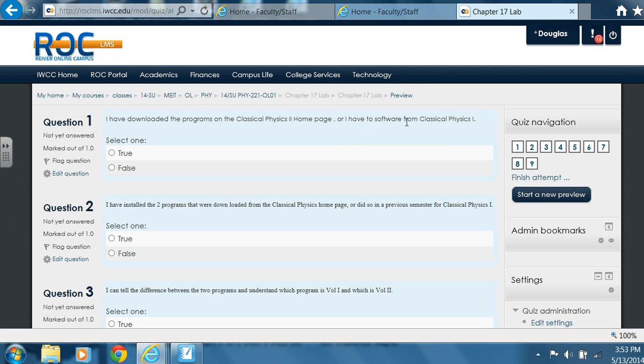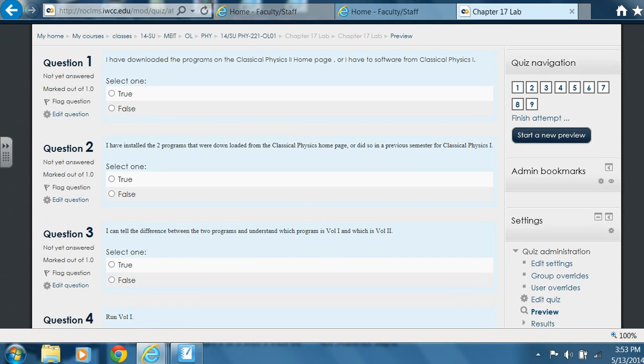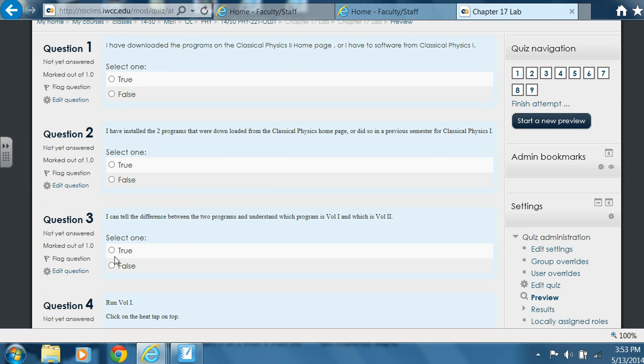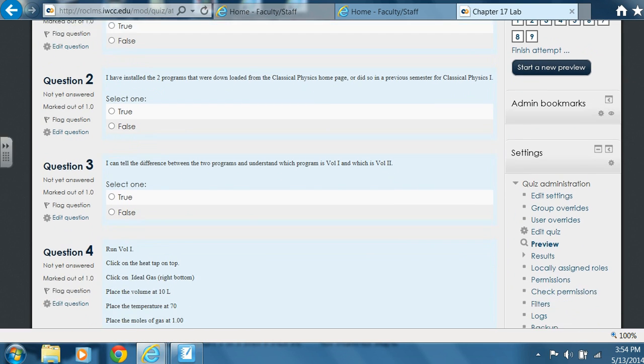Or you may have the software already because of physics. You took physics 1 earlier. I've installed the two programs. That's good. And I have them. That's good. I can tell the difference between volume 1 and volume 2. If those three things haven't been done, then that would be sad, because you're not going to get very far. So there's 3 points already out of 90 some on your lab thing.